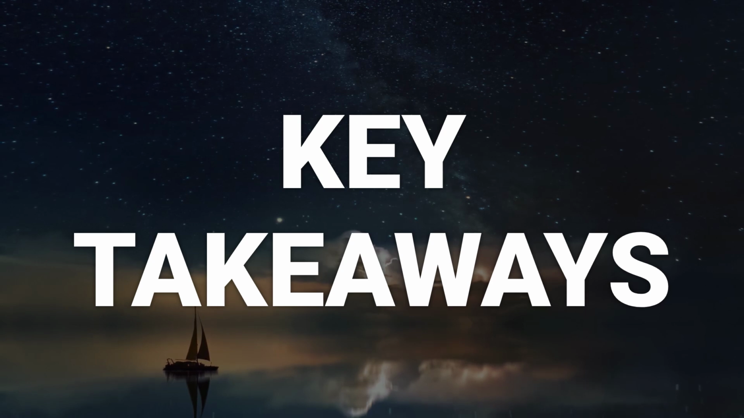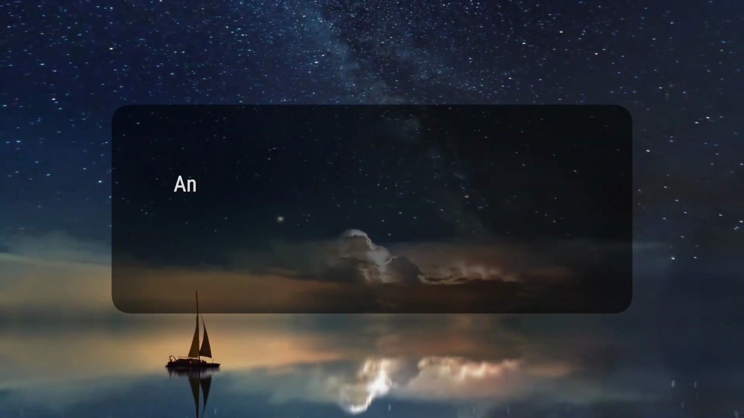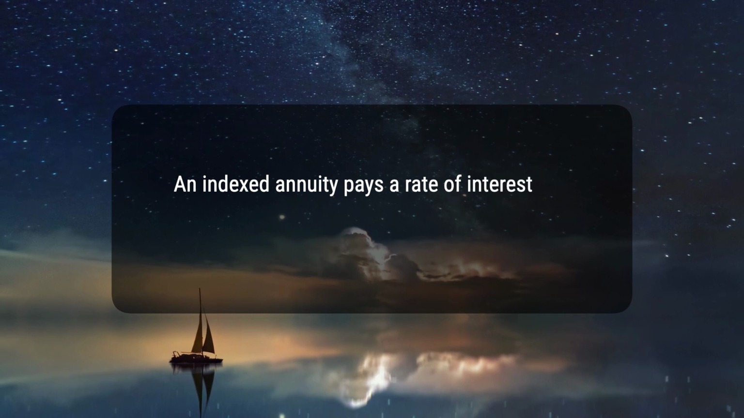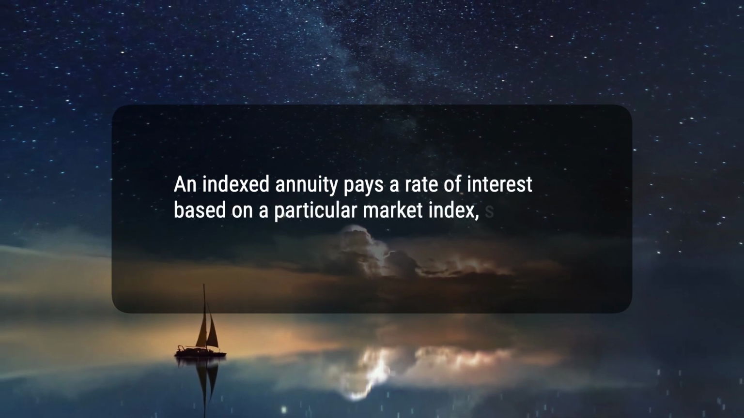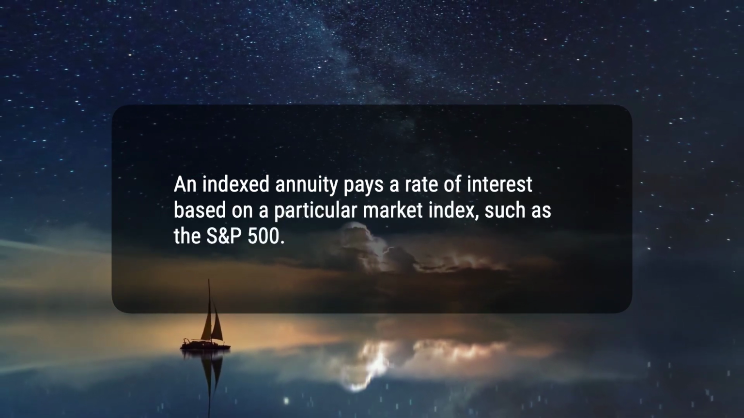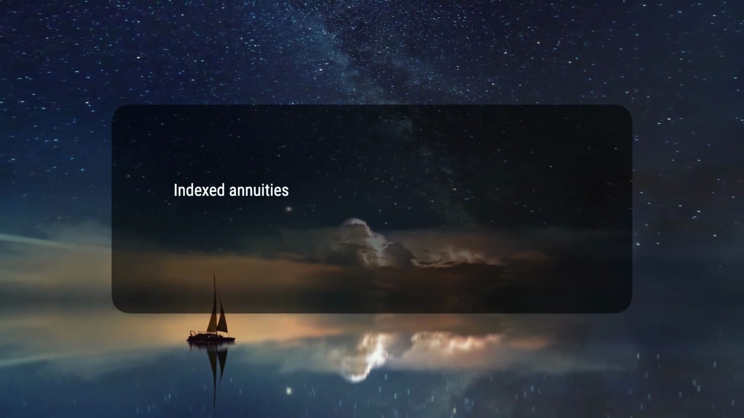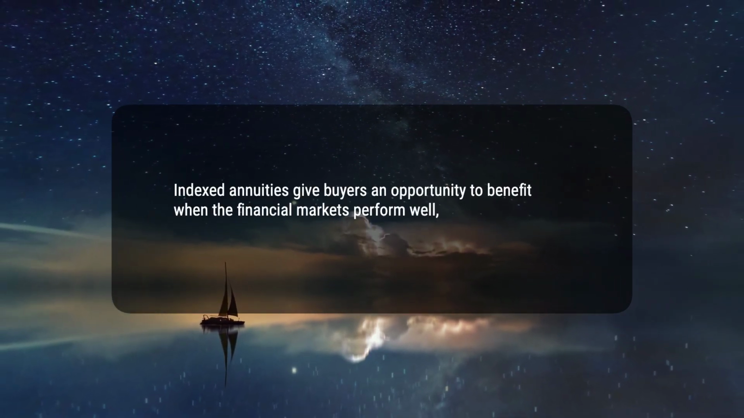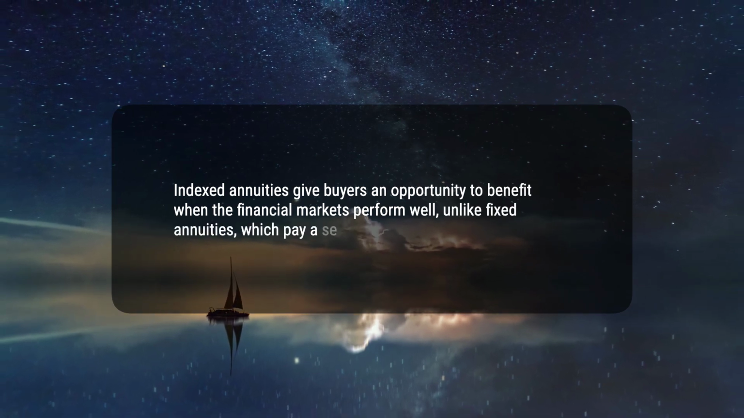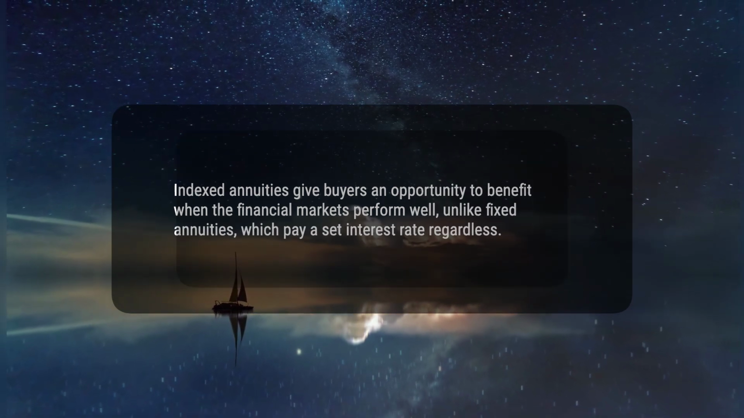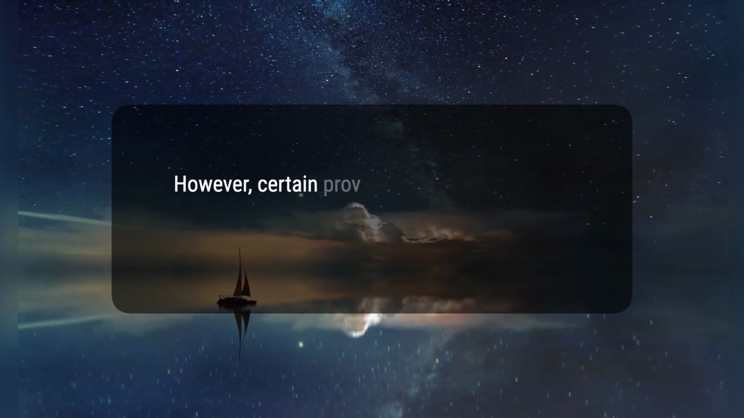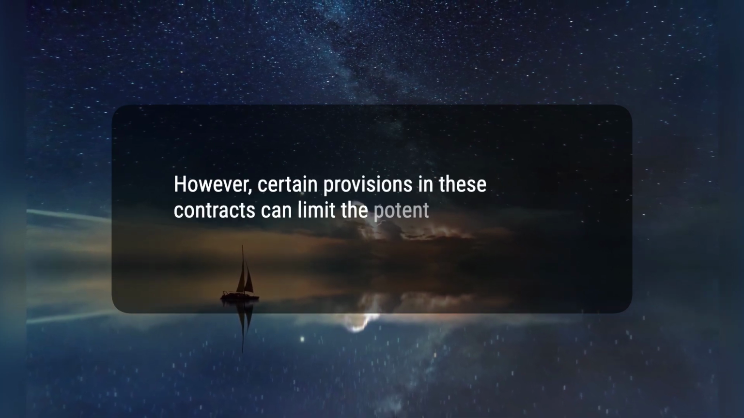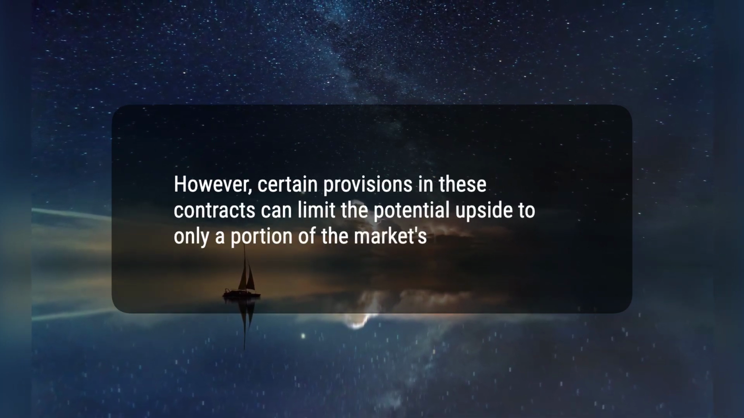Here are 3 key takeaways. 1. An indexed annuity pays a rate of interest based on a particular market index, such as the S&P 500. 2. Indexed annuities give buyers an opportunity to benefit when the financial markets perform well, unlike fixed annuities, which pay a set interest rate regardless. 3. However, certain provisions in these contracts can limit the potential upside to only a portion of the market's rise.